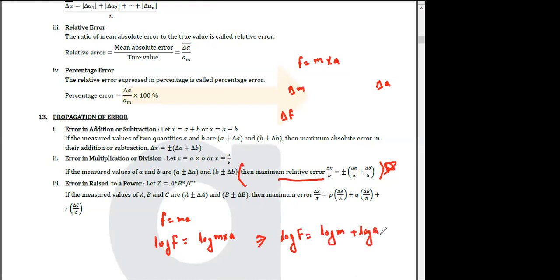Anyone have any doubt on this? Raise your hand. This is the property. This is your first property.